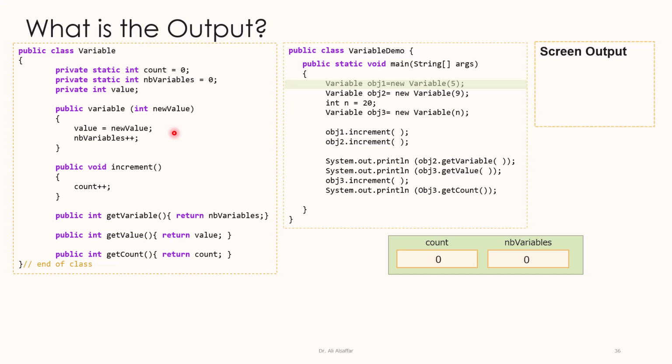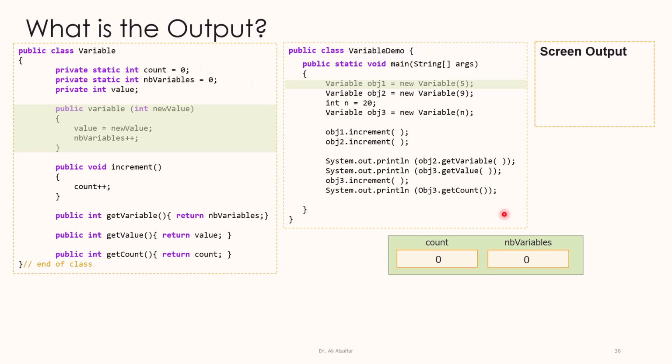Before we start the tracing, since we have two static variables, first draw a box and put the values of these static variables inside it. This is the first statement in our program. It simply creates an object from the class variable by calling its constructor with an input parameter equal to 5. The constructor will save 5 into value, the instance variable, and at the same time it will increment NB variables by 1, which is the static variable.